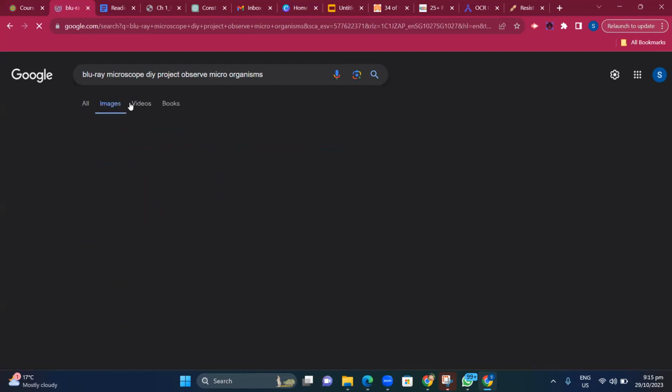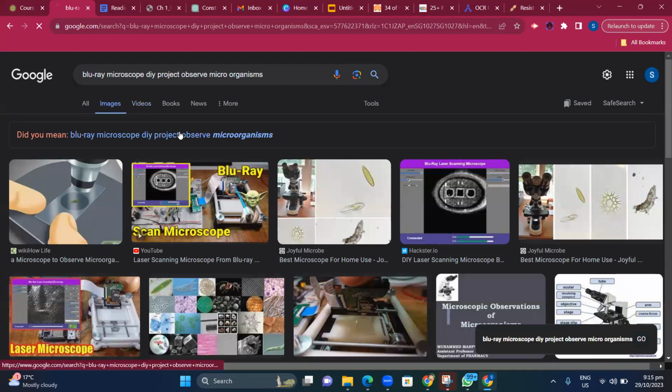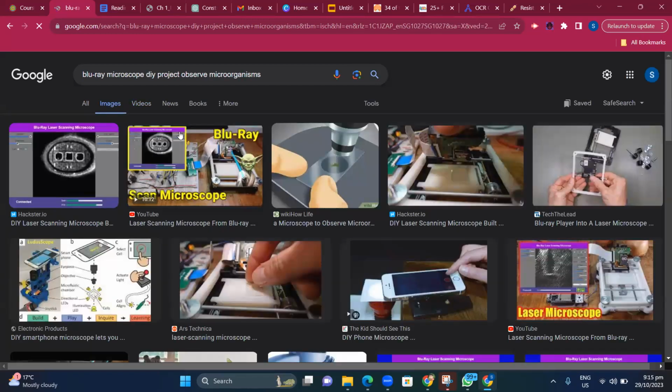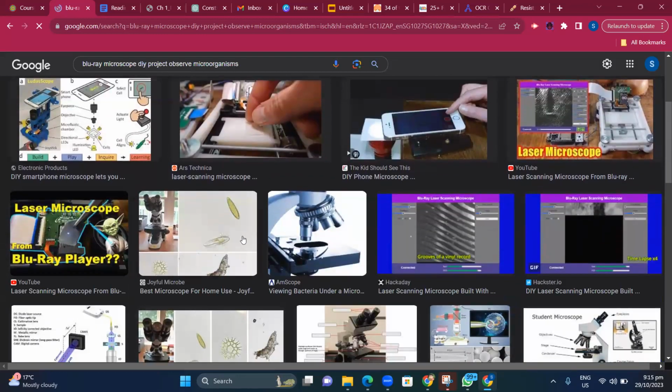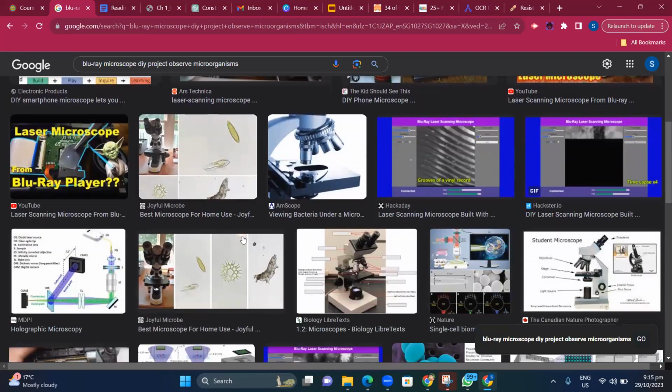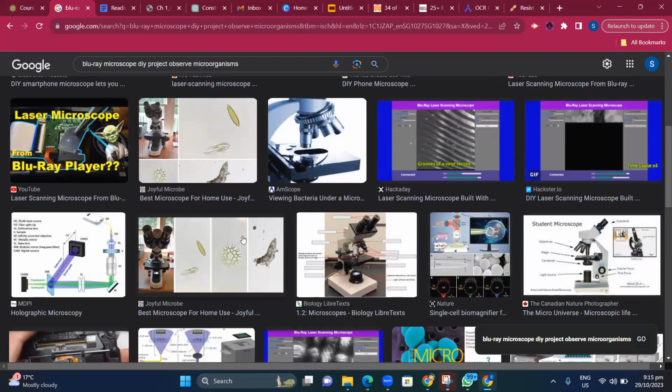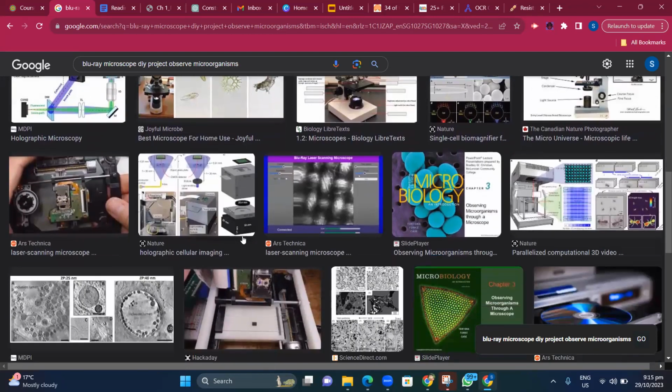I know you can have a microscope easily, but the thing is, when you create it yourself, you cannot get that feeling by having a microscope at home. That's the DIY thing. That's why I'm suggesting you create that. And you can observe microorganisms. It's very, very easy, very easy process. And you can see a lot of microorganisms in there.